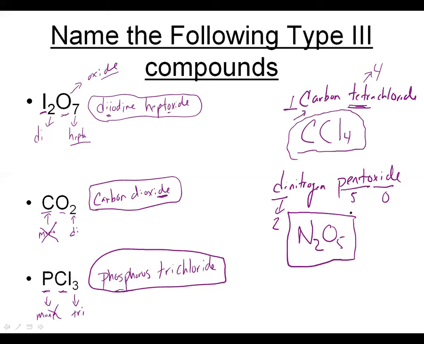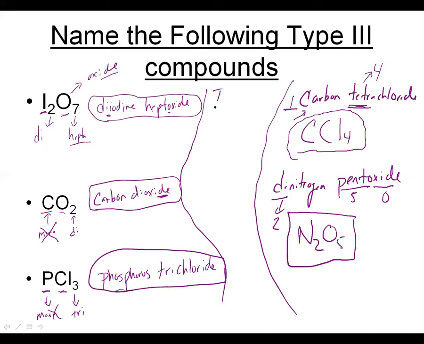So that should conclude how to name pretty much everything. We talked about naming type 1, we talked about naming type 2, we talked about polyatomic ions, we talked about acids, and we have now talked about type 3, and that should cover pretty much all the naming that you have to do. So just a quick review of those.